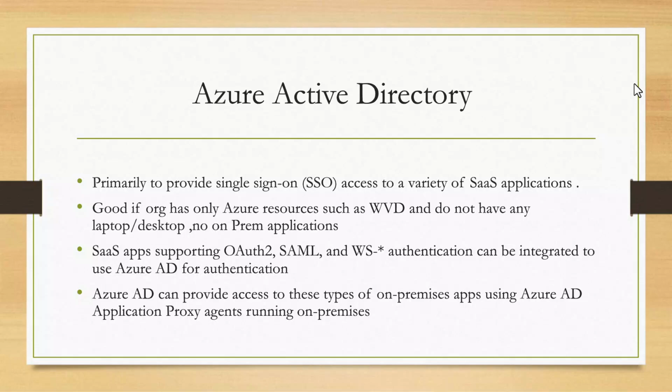But there is a new version of AVD where we don't need to do that. It's the Azure AD joined session host. So that's coming up, but for now, you still need to have local Active Directory. So what are the SaaS applications that usually use OAuth2 and SAML authentication? Those are Azure AD authentication only. Azure AD can also be used with Azure AD Application Proxy. Let's say we have an on-prem application and you want to use Azure AD to access it.